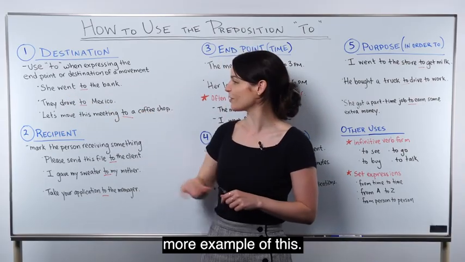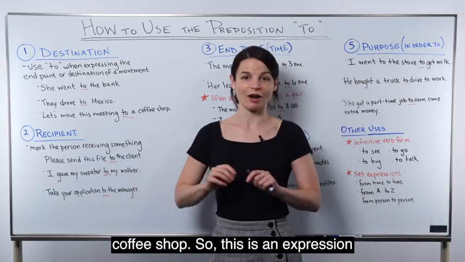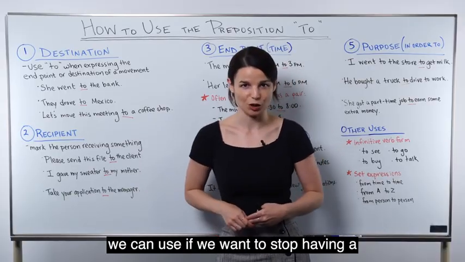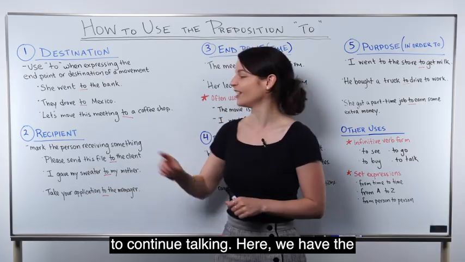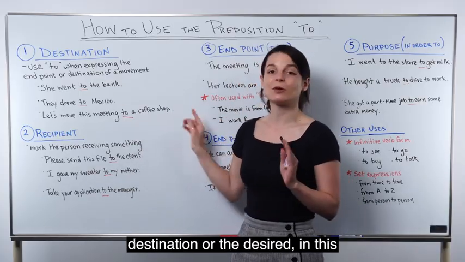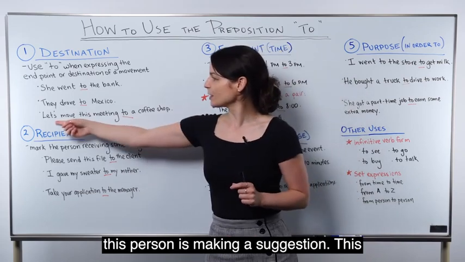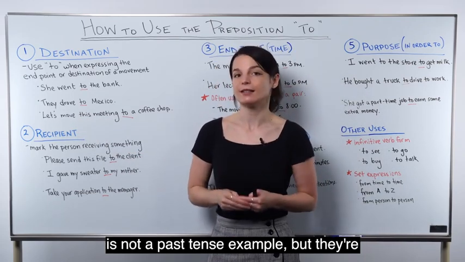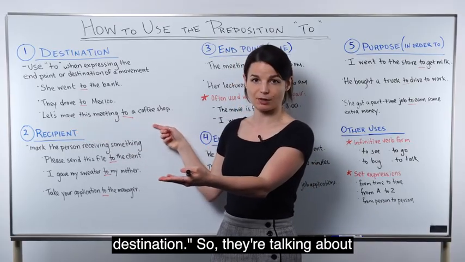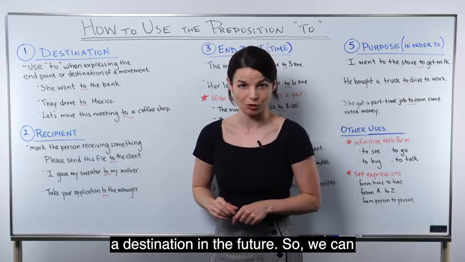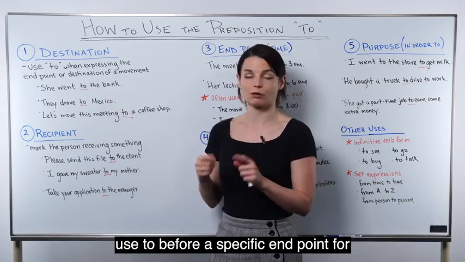Let's look at one more example of this. Let's move this meeting to a coffee shop. So this is an expression we can use if we want to stop having a meeting somewhere and go somewhere else to continue talking. Here we have the destination or the desired, in this case, end point, a coffee shop. So this person is making a suggestion. This is not a past tense example, but they're saying, let's move to this destination. So they're talking about a destination in the future. So we can use to before a specific endpoint for our movement.